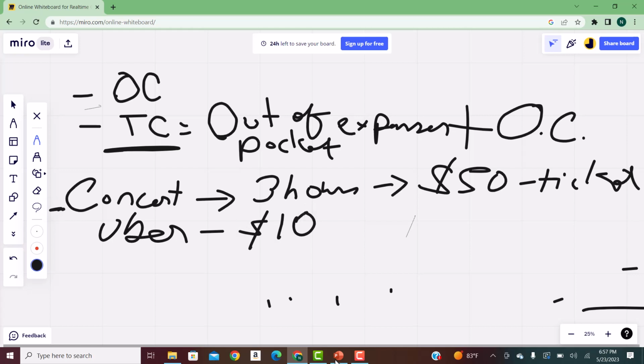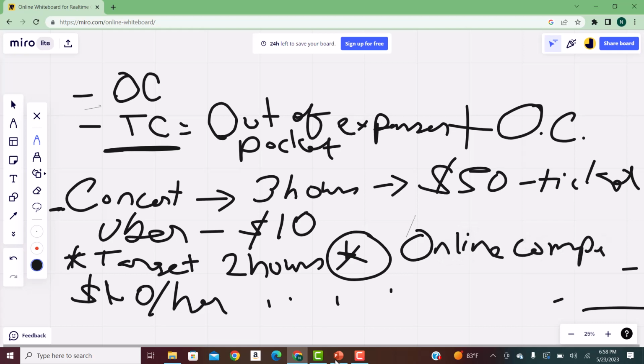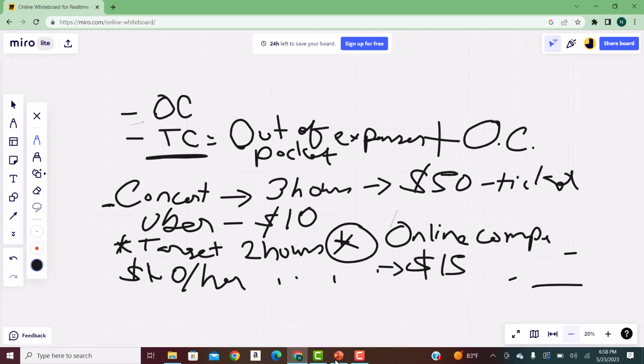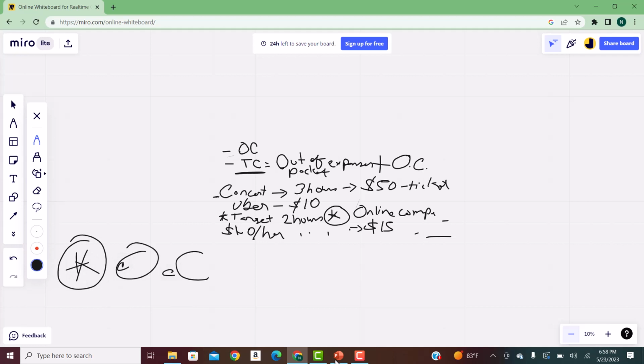Now, if you did not go to the concert, you had two choices that you could have done. You could have worked at Target for 2 hours and earned $10 per hour. That's your first choice. The second choice is you could have played an online competition and you could have won $15 from that game. Okay, so that's the problem given to you. Now, the first question is what is your opportunity cost in this case?